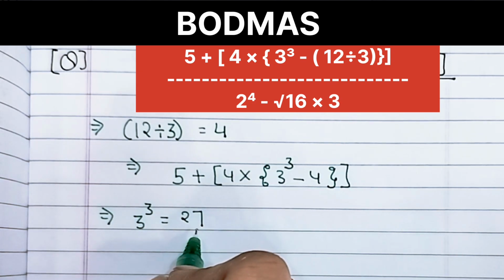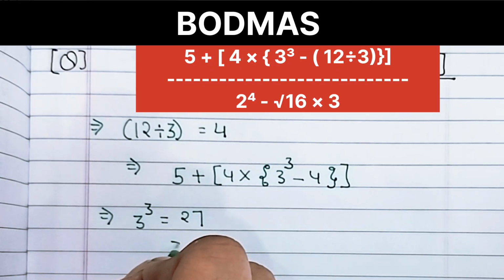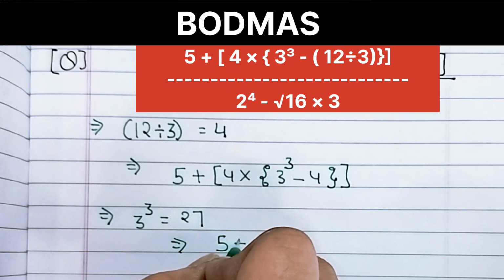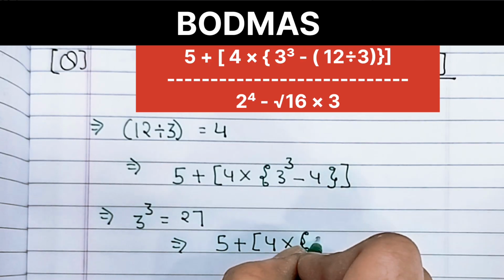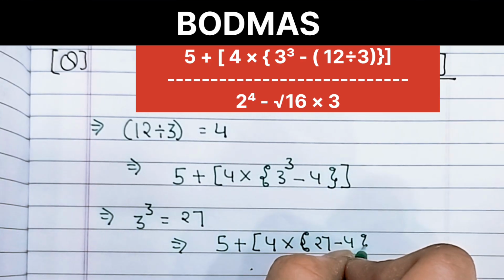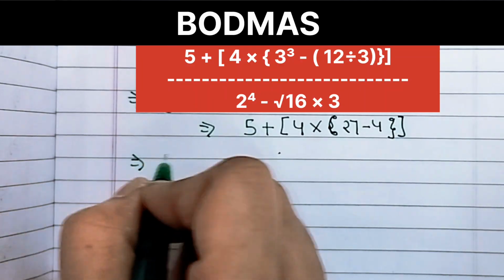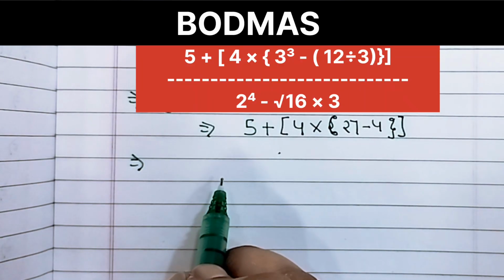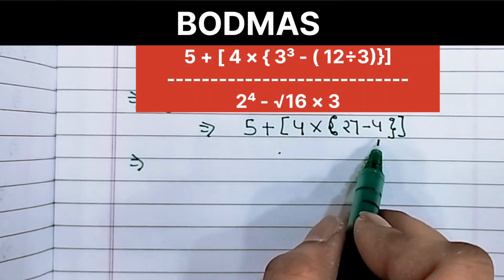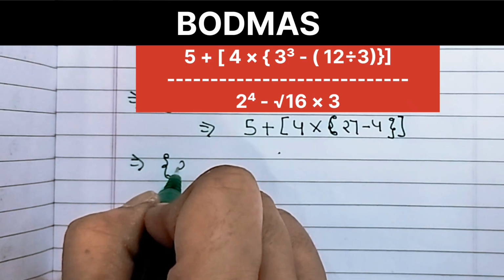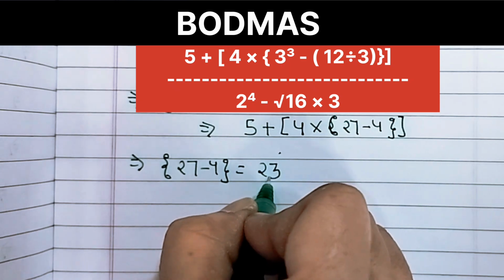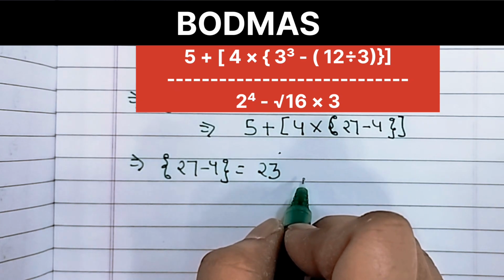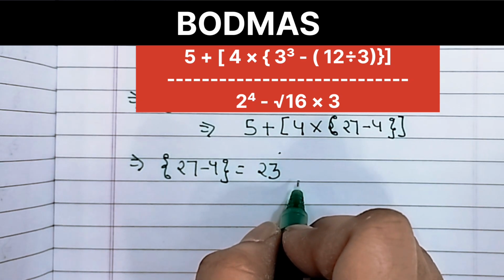In this step 2, orders and powers come before subtraction, so the current numerator expression becomes 5 plus [4 multiplied by {27 minus 4}]. Now in step 3, subtraction inside the curly braces, so we solve 27 minus 4. We get 23. In step 3, we must complete the operation inside the curly braces to remove them.